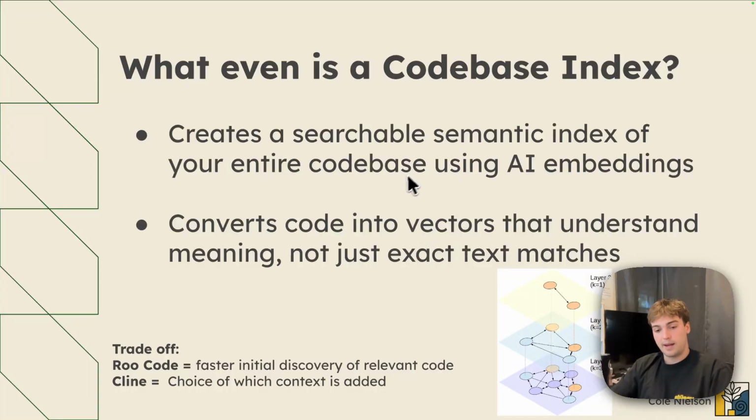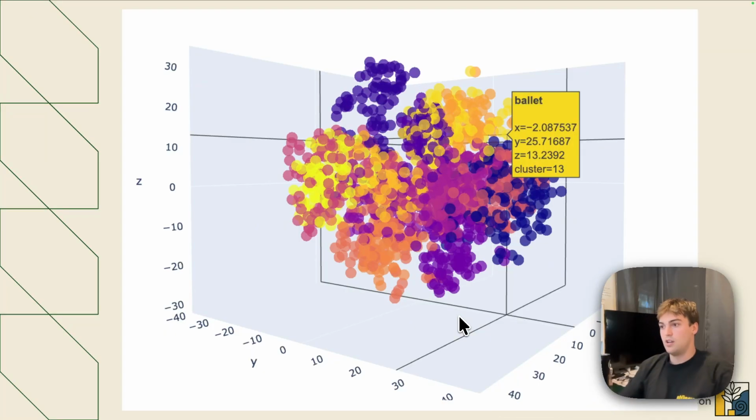So one thing I like about Kilo Code, and Roo Code, is that it indexes your codebase, which basically converts code into vectors that understand meaning, not just exact text matches. So the trade-off is Roo Code has faster initial discovery of relevant code. You could say, provide me all the relevant code regarding authentication, and it would be able to find everything from front-end code to back-end code because it indexed it, understanding how it's all connected, whereas Cline is a choice of which context is added.